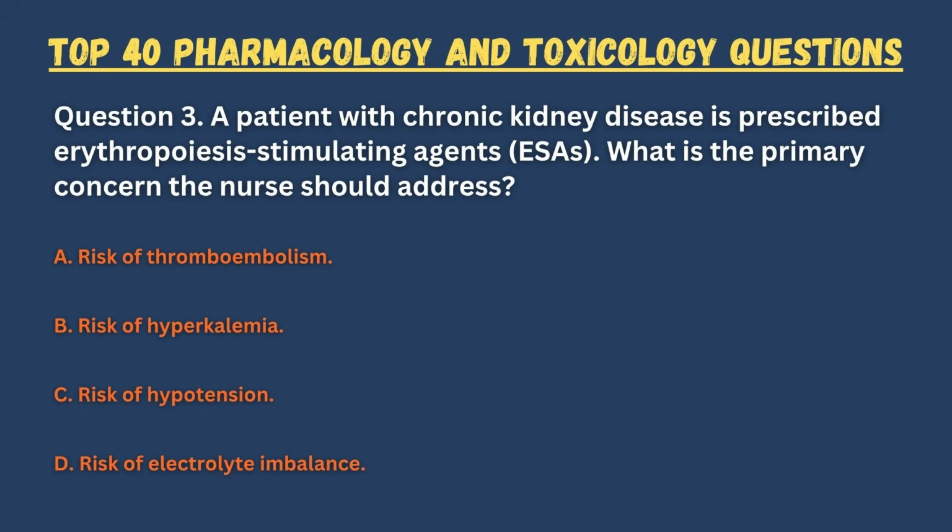Question 3. A patient with chronic kidney disease is prescribed erythropoiesis-stimulating agents, ESAs. What is the primary concern the nurse should address? A. Risk of thromboembolism. B. Risk of hyperkalemia. C. Risk of hypotension. D. Risk of electrolyte imbalance.